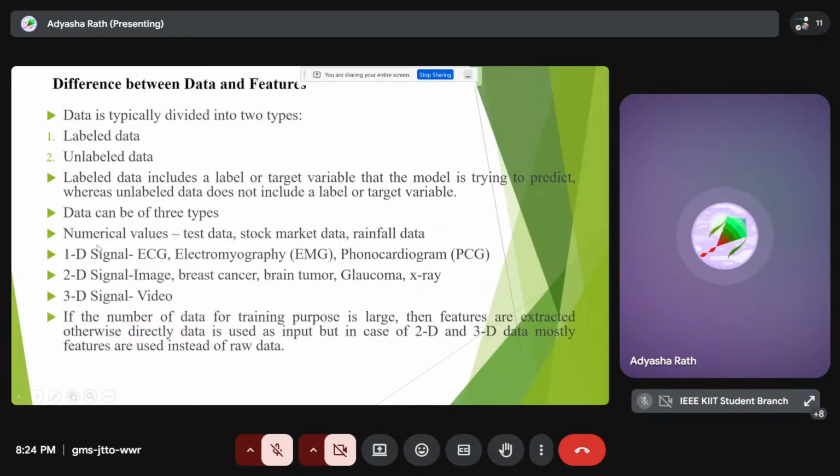Data can be of several types: numerical values like case data, stock market data, rainfall data; 1D signals like ECG, EMG, PCG data; 2D signals like images, breast cancer, brain tumor, glaucoma, X-ray; and 3D, which is video data. If the amount of training data is large, then the features are extracted. Otherwise, the data is used directly as the input. But in the case of 2D or 3D data, mostly the features are used instead of the raw data.